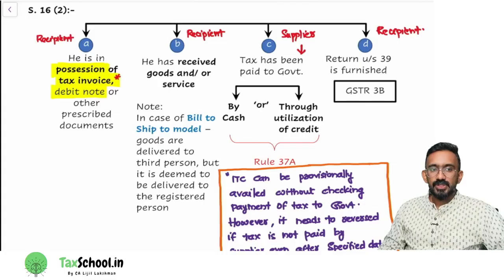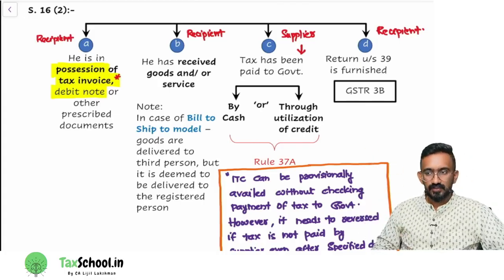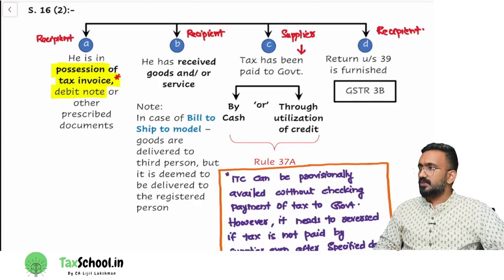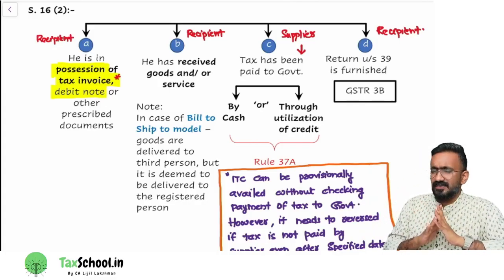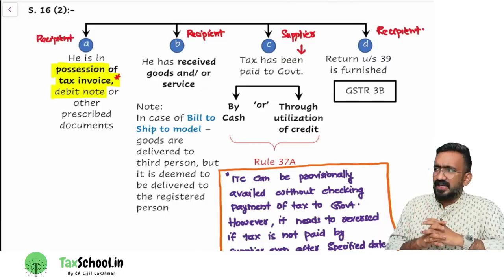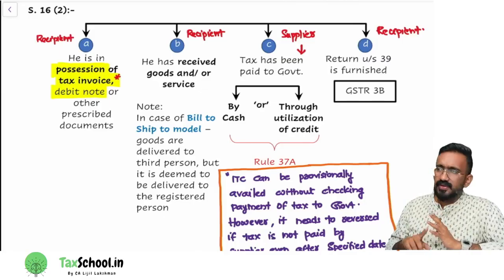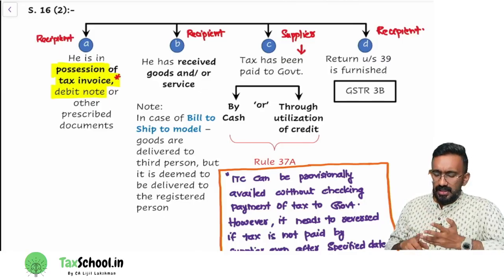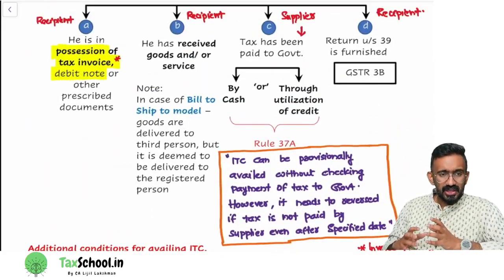All right. So let's move to the third condition that we have here. Now, this third one is slightly tricky condition. It is not practically possible to identify. The first three conditions I've already discussed, which is you should be in possession of invoice. Second, the recipient should have received the goods or services, and it should be uploaded and reflected in your 2B. All of this you can check and then identify.